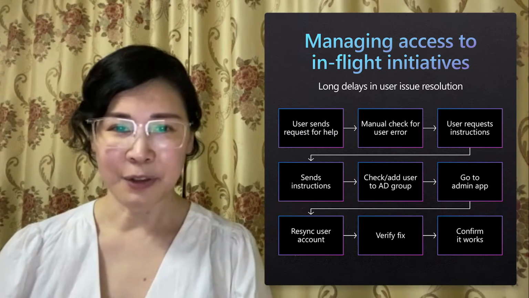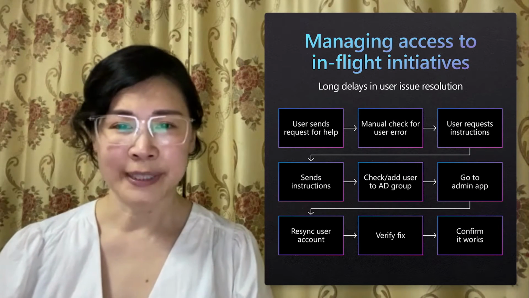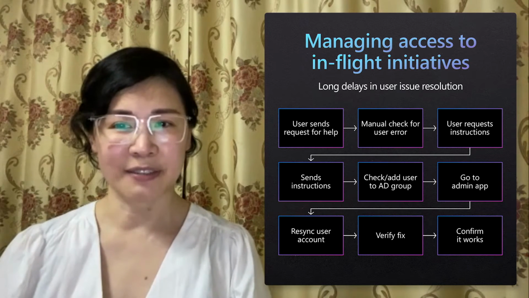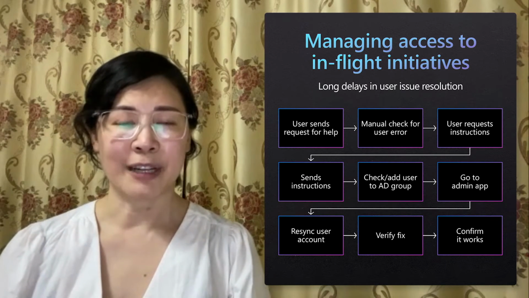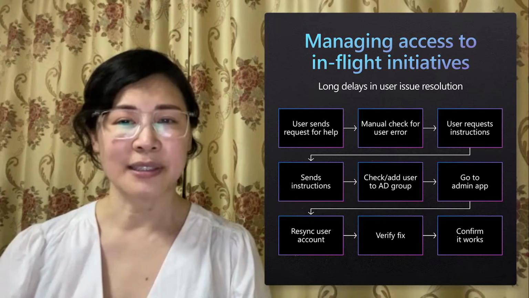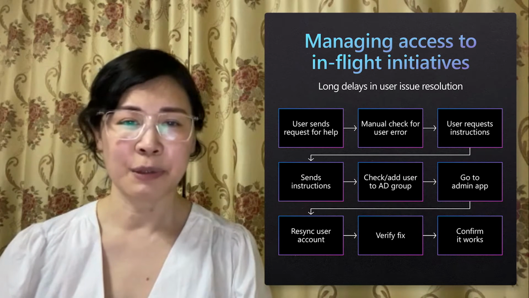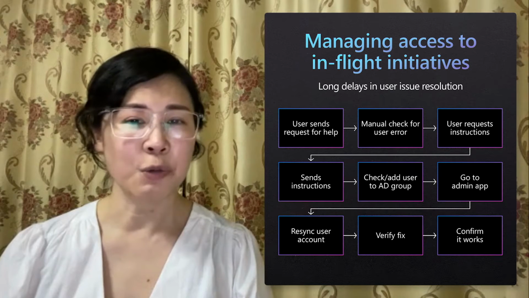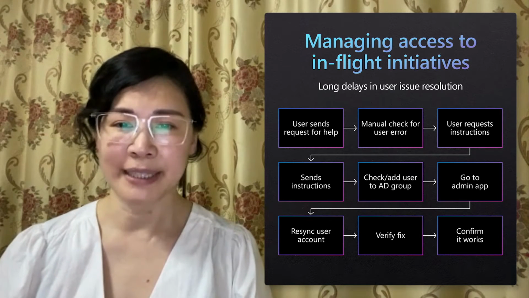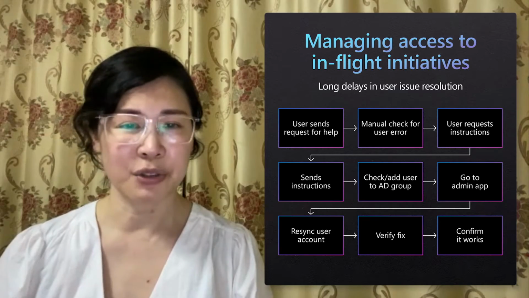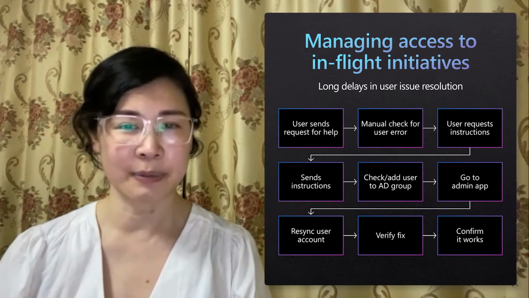In this example, T-Mobile had a manual process for providing user access to in-flight initiatives. It was a long and frustrating multi-step process for the user. It caused long delays in issue resolution as multiple people needed to be involved. T-Mobile rebuilt the whole process using Power Automate and Power Virtual Agents, enabling powerful automations through a conversational experience.